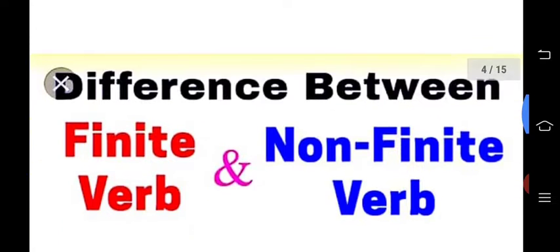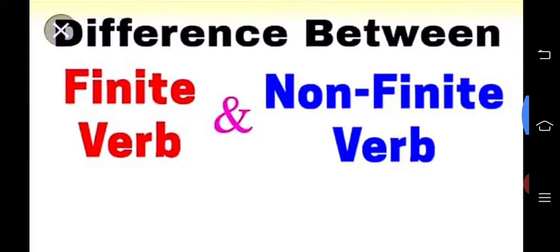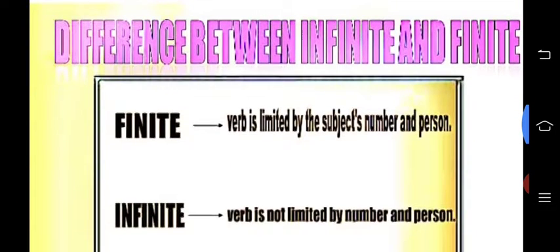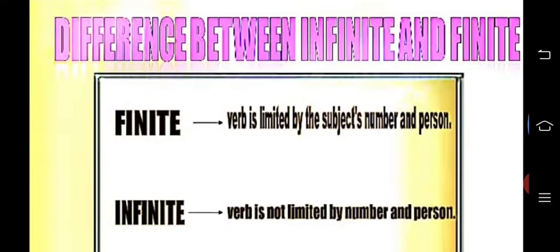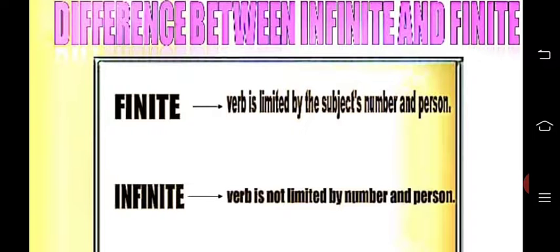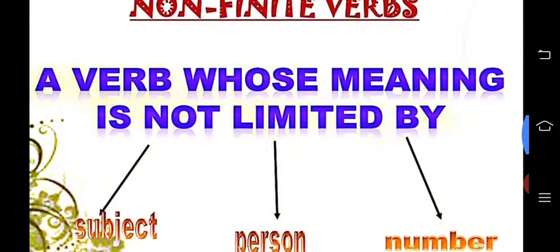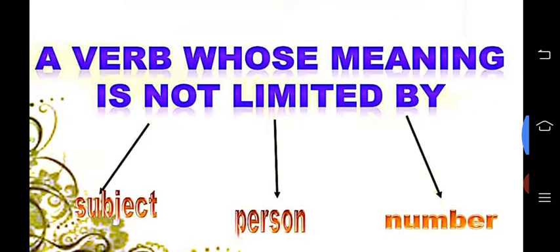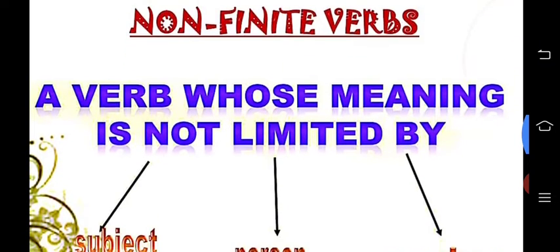Okay, and so what is the difference between finite verb and non-finite verb? Finite means what? The verb is limited by the subject's number and person. Whereas non-finite means what? The verb is not limited by number and person. Okay, and non-finite verbs, a verb whose meaning is not limited by subject, person and number. I mean, it does not depend. The non-finite verb does not depend on subject, person and number.